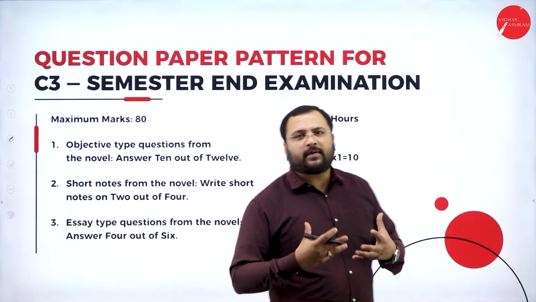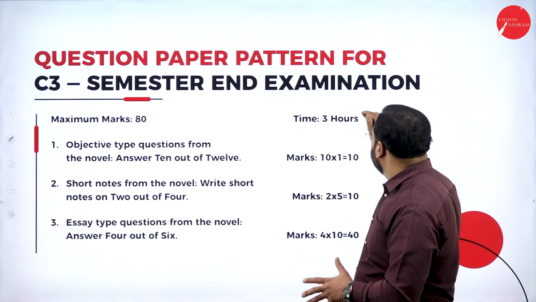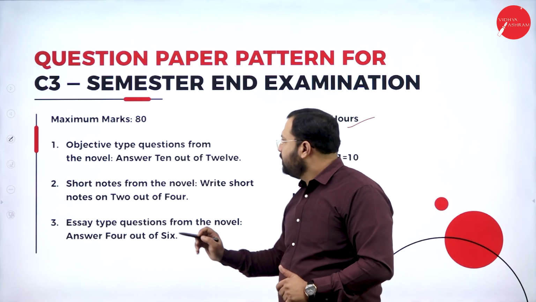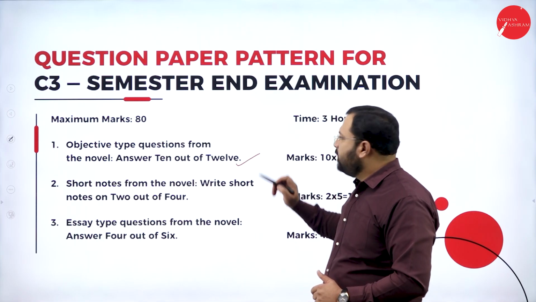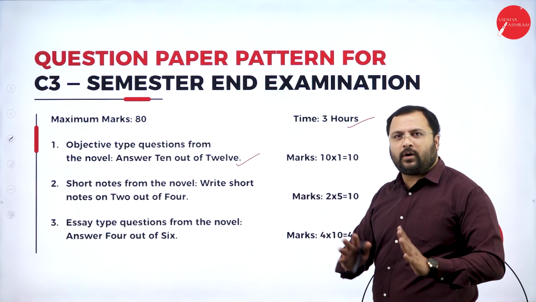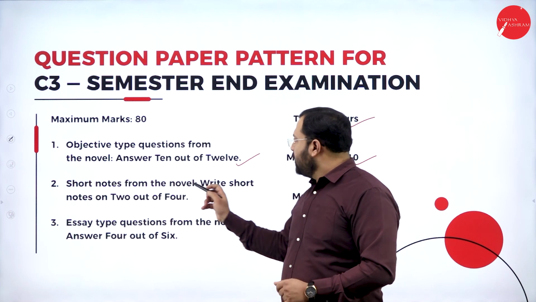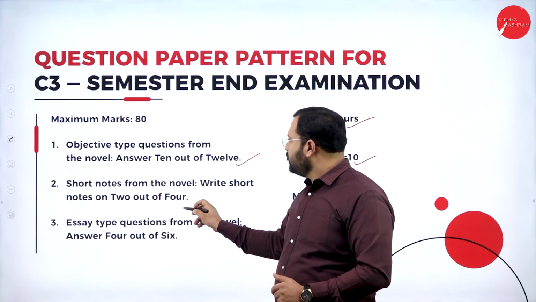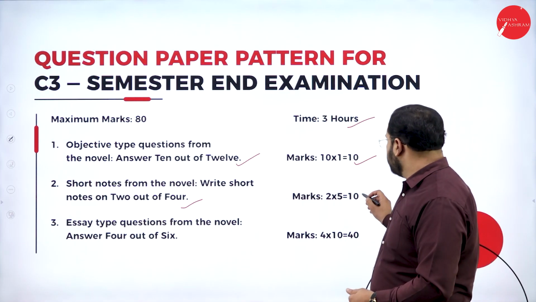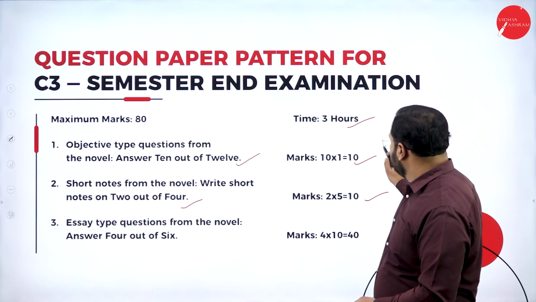Now let us understand how the question paper will be for C3, which you are going to write for 80 marks with 3 hours time. So there are objective type questions from the novel. Answer any 10 out of 12. You have to answer 10 right answers. If you know 12, answer all of them. So here you have 10 marks for them. Short notes from the novel. Write short notes on 2 out of 4 topics or characters or incidents. So that is for 10 marks. So here if you concentrate, you have 10 marks.